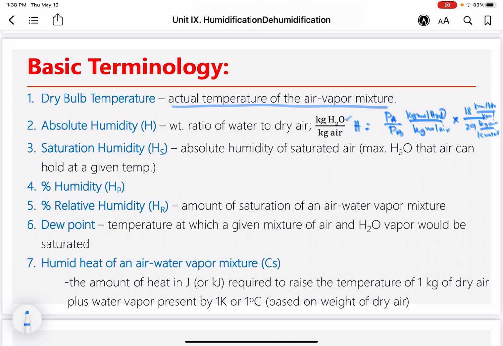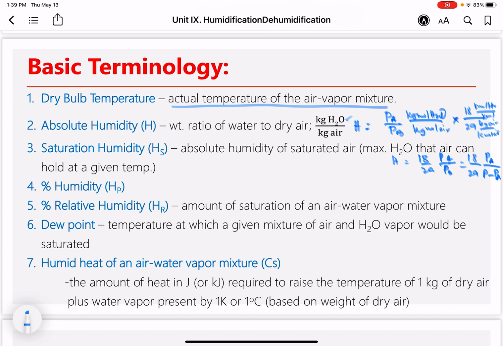That's why the formula here is, take note, PA is the partial pressure of water, PB is your partial pressure of dry air. That's why you have the formula H is equal to 18 over 29 PA over PB. Note that PB could also be the total pressure minus PA. That's why it's sometimes 18 over 29 PA over the total pressure minus PA. Okay.